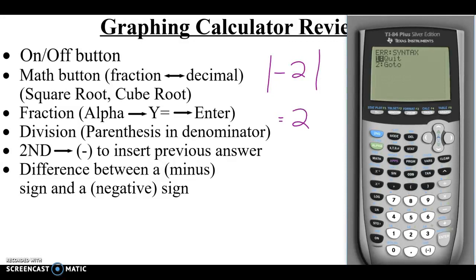Okay? Now, something cool that these calculators can do, see how there's quit and go to? Go to will go to the error. So if you hit number 2 or scroll down and hit enter, can you see how the cursor is highlighting the negative sign? That's telling you that there's a problem right there. So just change it back to a minus sign and hit enter, and that gives you the answer.